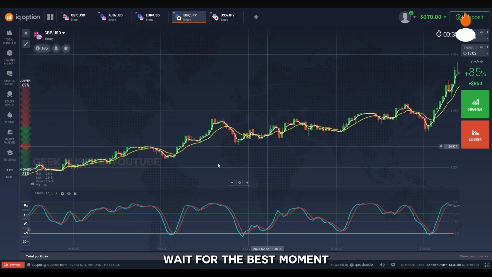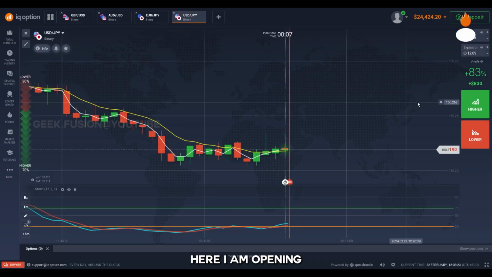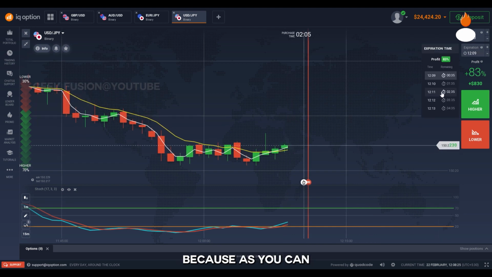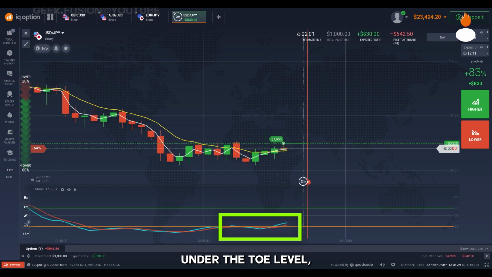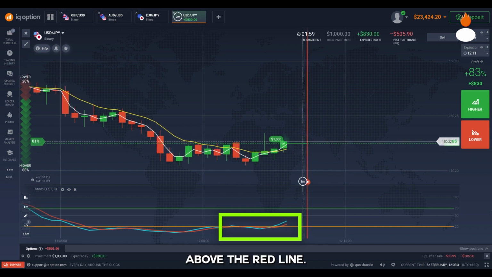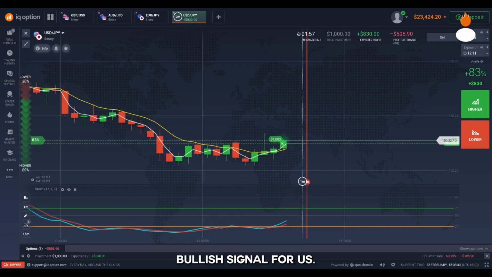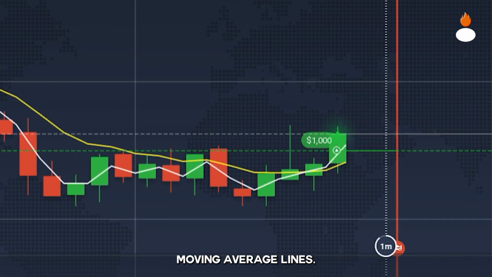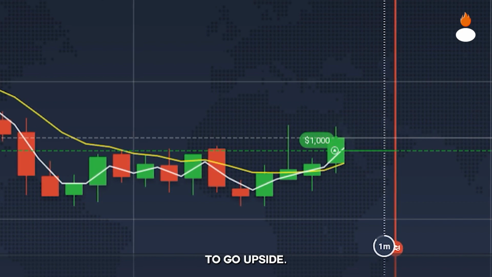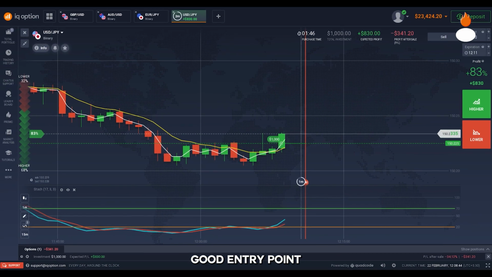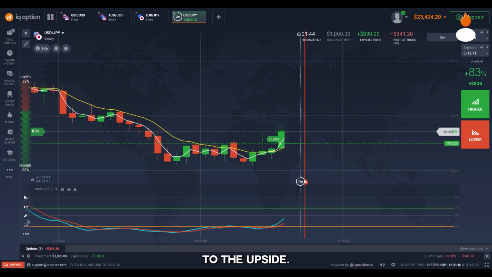Now, let's wait for the best moment to open a trade. Here, I am opening a trade to the upside because, as you can clearly see, the stochastic oscillator crossed their lines under the 20 level, and the blue line is moving above the red line. So that's a bullish signal for us. And also, look at the moving average lines. The white line has crossed the yellow line and started to go upside. So this is a good entry point for opening a trade to the upside.